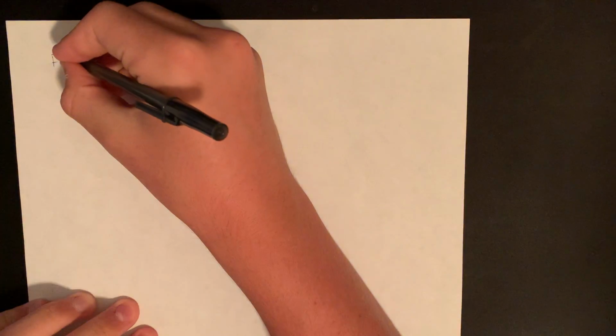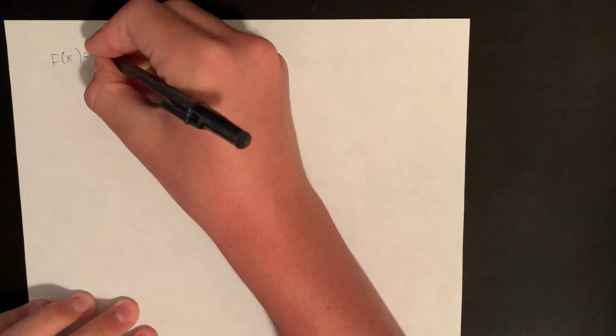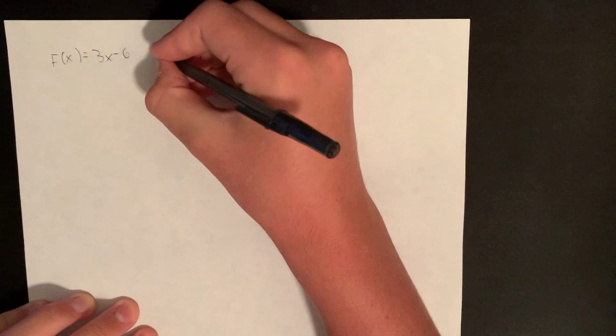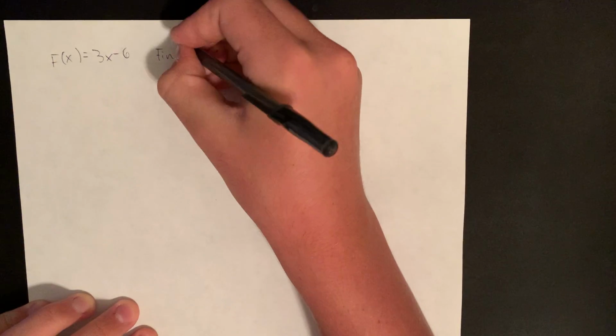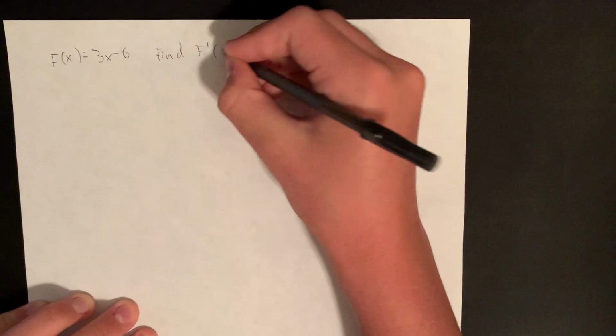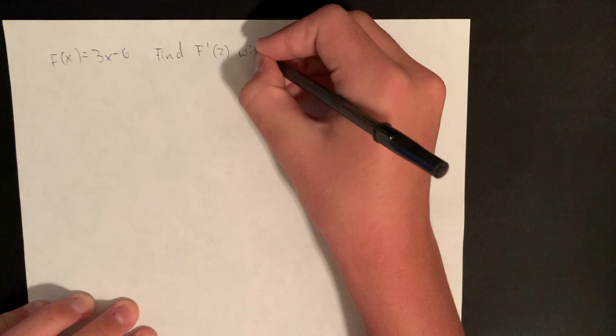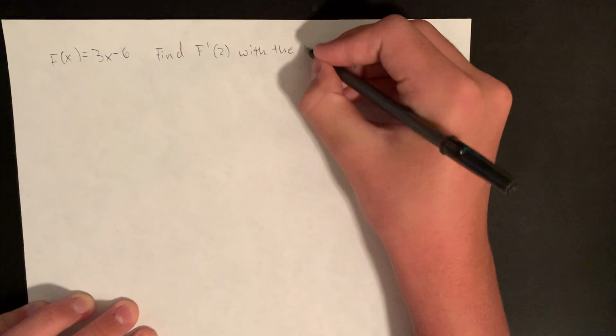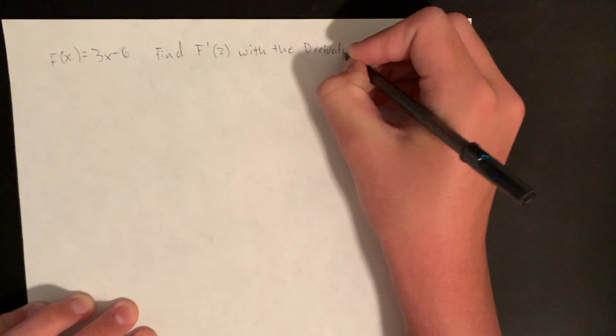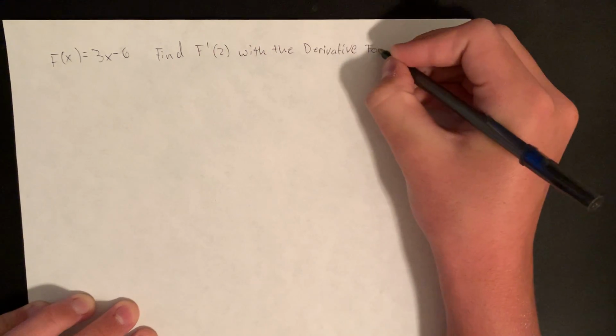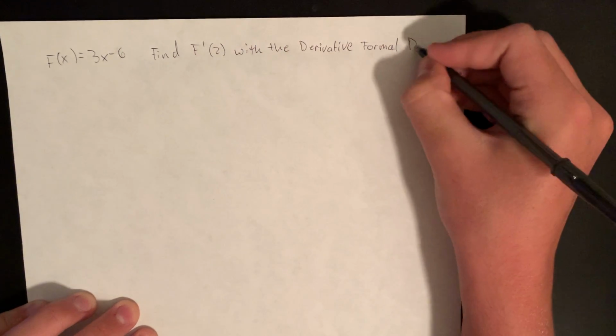My next problem that I'll be solving is from limits 2, and it is finding the formal derivative. So the question will be f of x equals 3x minus 6. Let's find f prime of 2 with the derivative formal definition.